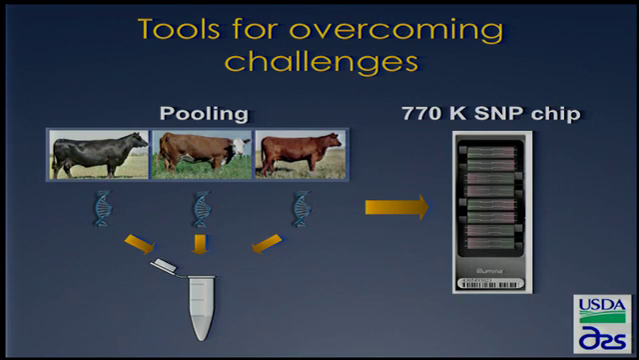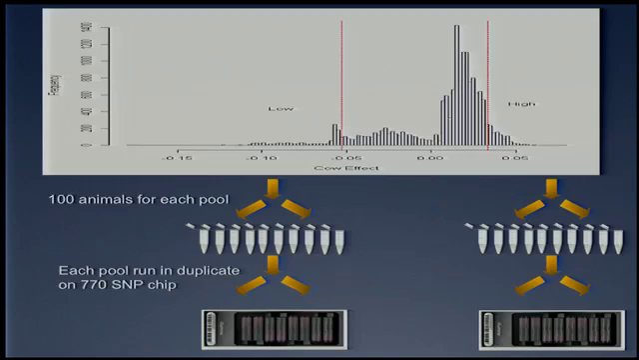First was pooling. We took DNA from a number of animals and pooled them into an individual sample. And then we also utilized the latest SNP chip, the 770 HD bovine chip. And just to give you an idea of what we were able to gain from utilizing these two tools, if we were to spend money genotyping each individual animal, the project I'm going to present would cost over $1 million. By pooling and using the 770 chip, we were actually able to decrease that cost to around $30,000. So it does have a dollar impact.